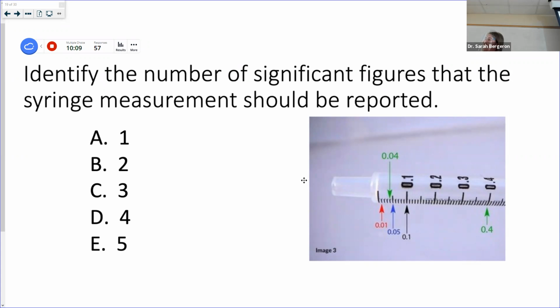Anybody? Take a guess. I'm offering to help y'all, yes. Very close, very, very close. So you're looking at the tick marks, right? We're looking at the tick marks, and I've labeled them here for you. Do you just record the tick marks that you see?